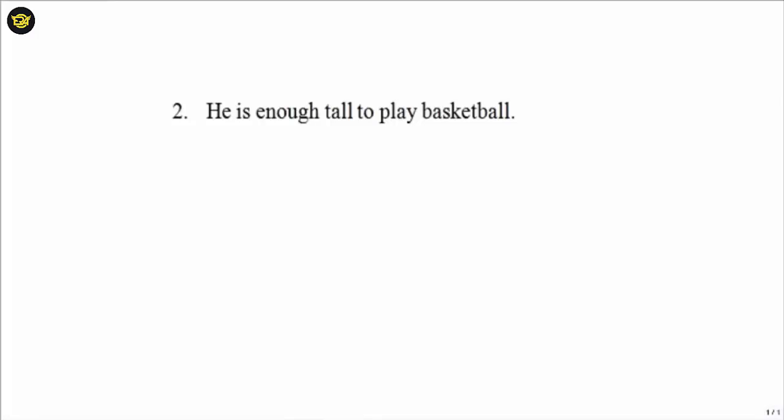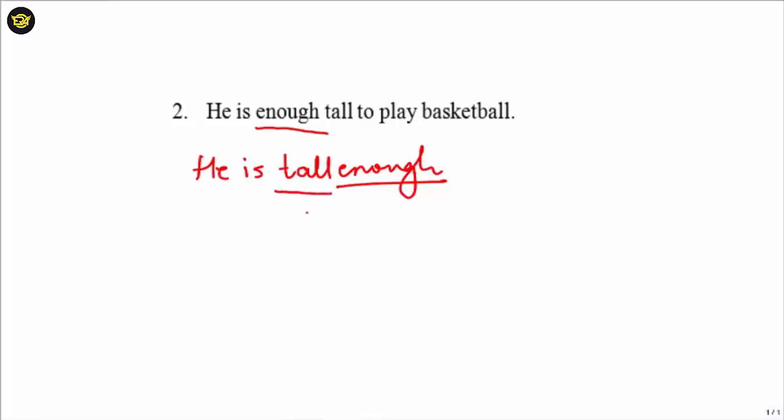Let's look at the second question. He's enough tall to play basketball. Now you would know, adverb of placement sort. He is tall enough. Right? Enough being an adverb over here. You place it right next to the word that it is modifying.